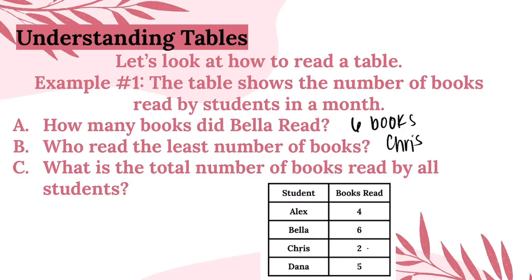And then what is the total number of books read by all the students? So I'm going to add these up. So 4 plus 6 plus 2 plus 5. 4 plus 6 is 10. 2 plus 5 is 7. And so there's 17 books total. Okay, so that can help us read a table.